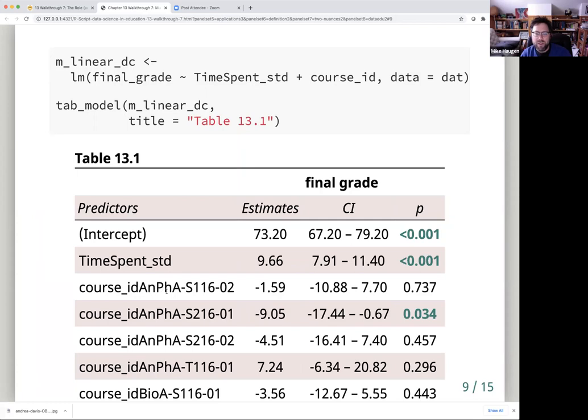So for this one, we'd say 73.2 minus 1.59, so people are potentially doing a little bit worse in this course. Here, this course 7.24, so that's around 80%. And then negative 3.56.